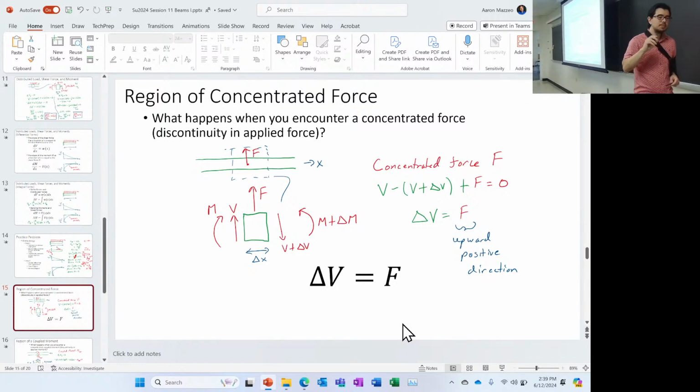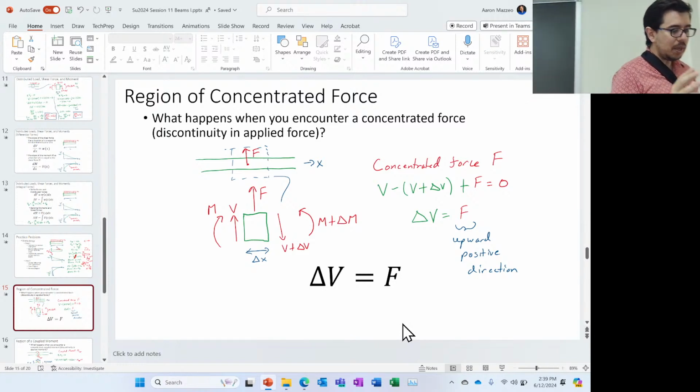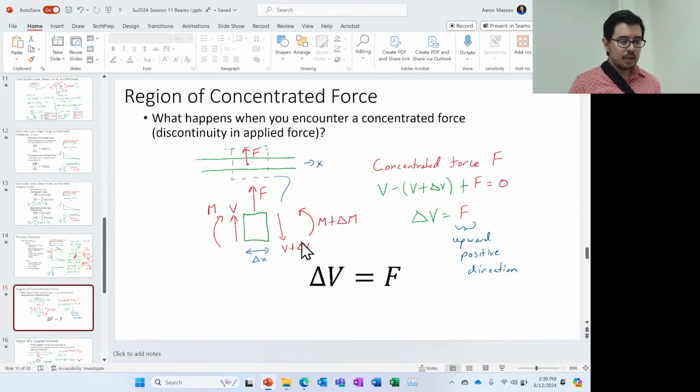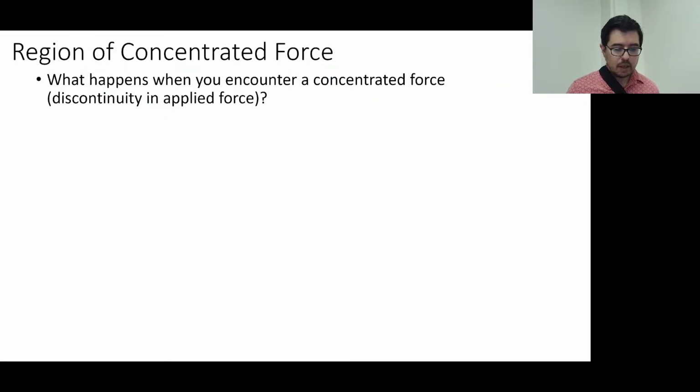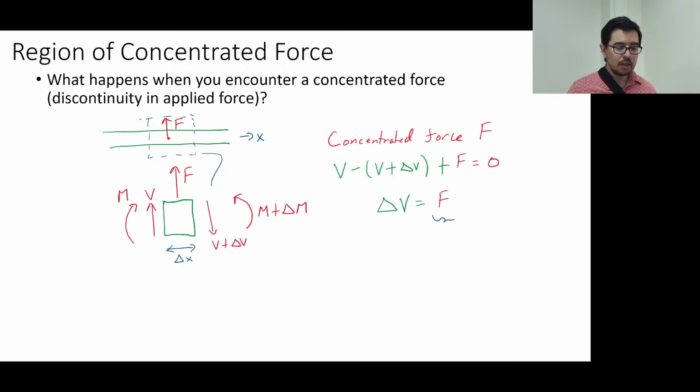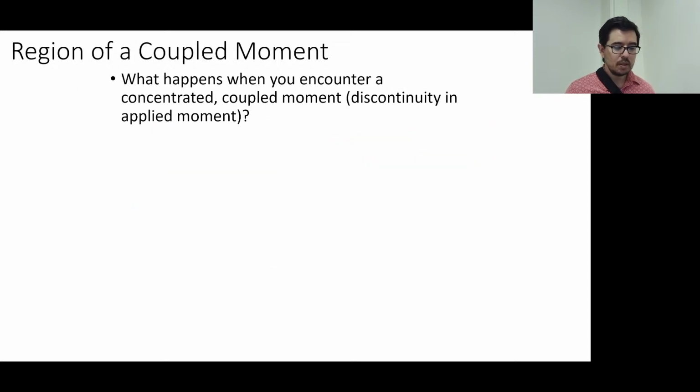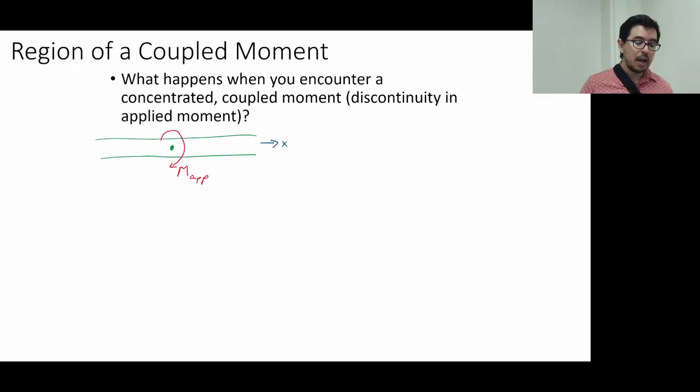So what does this mean? This means that if I've got my shear force diagram and something's happening, when I get to this point, I have a discontinuity in the shear force, and I jack it up by F. Similarly, if I have a discontinuity in the bending moment, with a coupled moment like this, I get a jump in the bending moment.